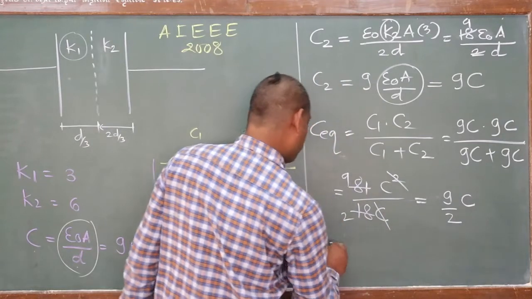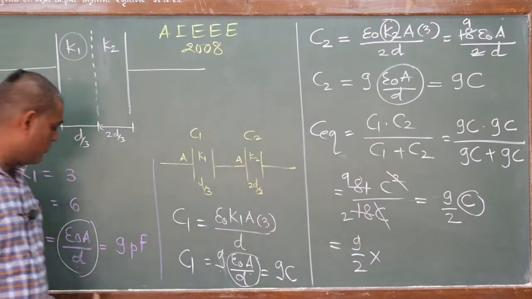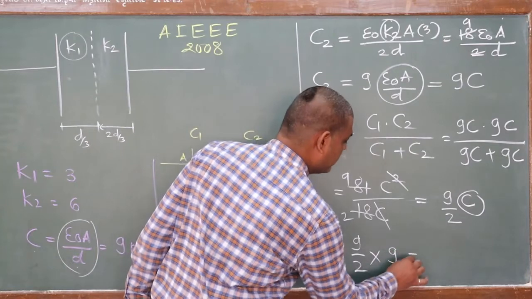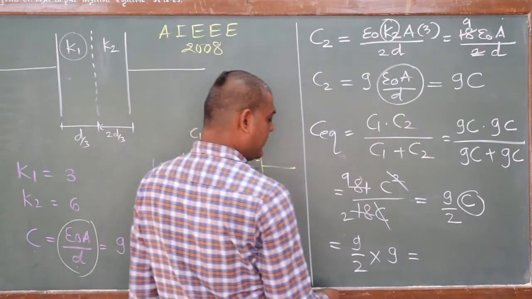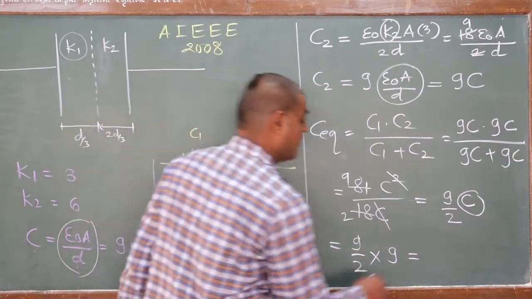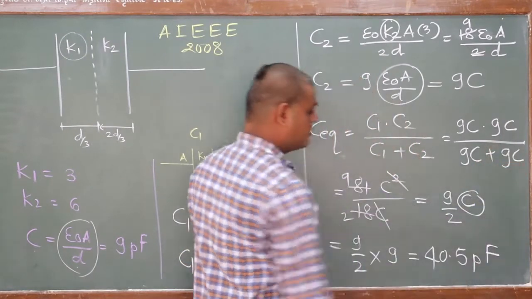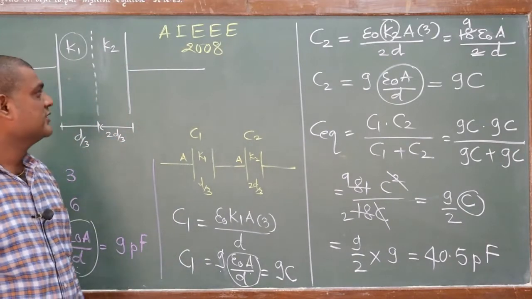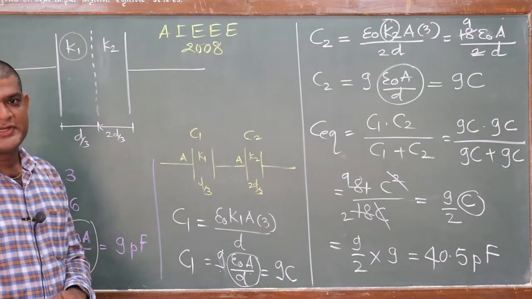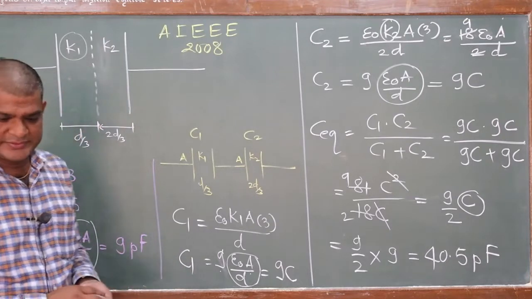But what do we know? C is given to you. C is 9 picofarad. So we write 9 by 2 times 9 picofarad, so it becomes 81 divided by 2, which is 40.5. So 40.5 picofarad is your final answer. So this is the question from AIEEE 2008. Correct? Now moving towards the next question and changing the type. Okay, see.